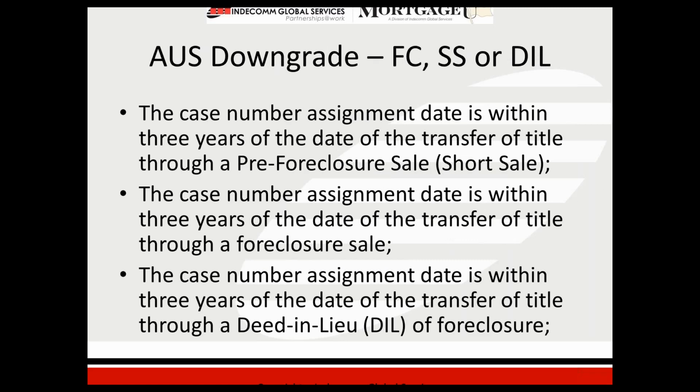Case number assignment date is within 3 years of the date of the transfer of title through a pre-foreclosure or short sale. That would require a downgrade to a refer and consider that like a manual underwrite. The case number assignment date is within 3 years of the date of transfer of title through a foreclosure sale. That would require a downgrade to a manual underwrite. The case number assignment date is within 3 years of the date of transfer of title through a deed in lieu of foreclosure. That would also require us to downgrade.